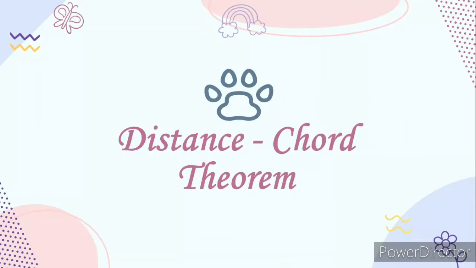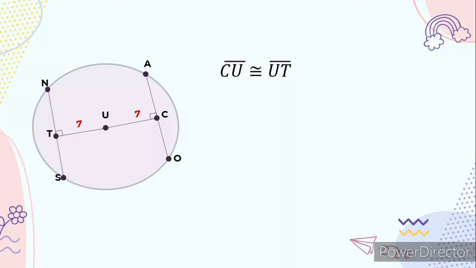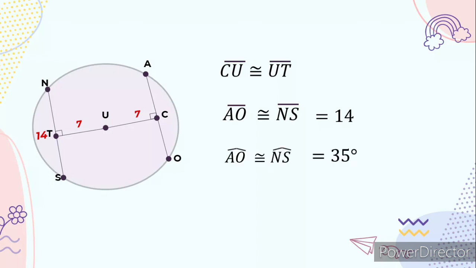Distance chord theorem. The distance chord theorem states that chords are congruent if they have an equal distance from the center of the circle. Their arcs are also congruent. For example, line CU is congruent to line UT with a measure of 7, meaning the chords are congruent. So, if the measure of line NS is 14, then line AO is also 14. Same thing in the arcs. If the measure of arc AO is 35 degrees, then the measure of arc NS is also 35 degrees.